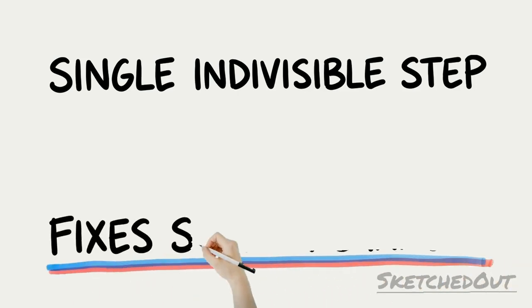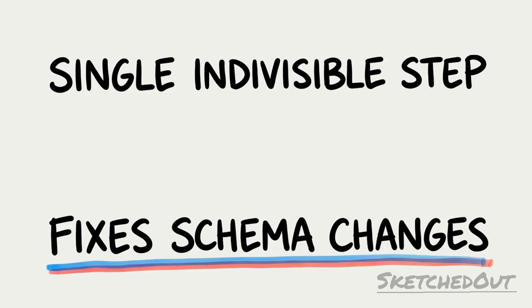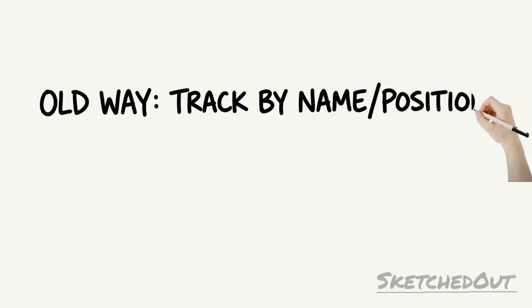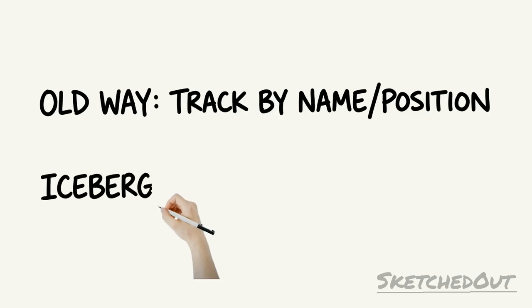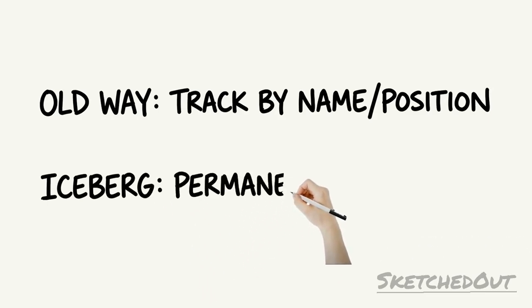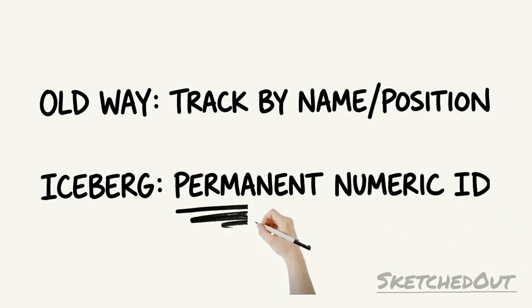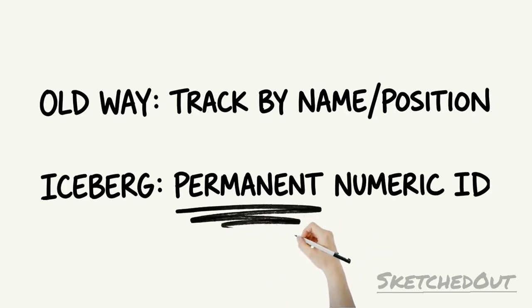That same structure fixes the fourth Hive problem. Schema changes. The danger was columns tracked by name and position, so a rename or reorder could line data up against the wrong column, silently. Iceberg assigns every column a permanent numeric ID when it's created. The name you write in a query is a label pointing at that ID, and data files record which IDs they hold. Rename a column and the ID never changes, only the label does.